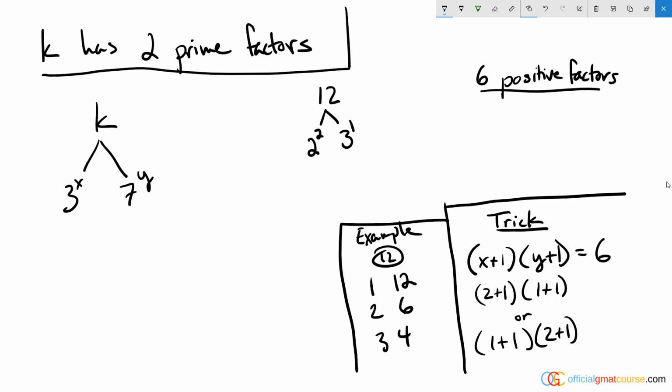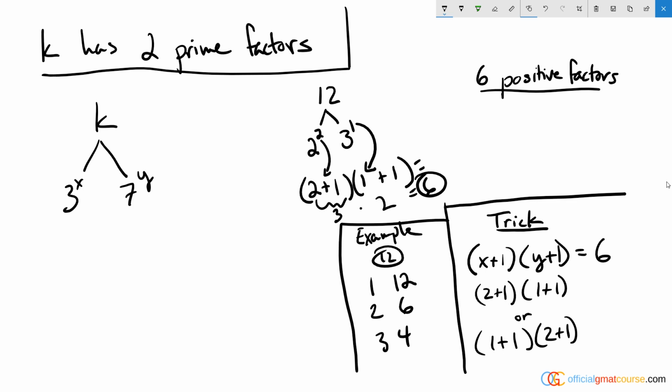Take that prime factorization and then take each of the exponents from the prime factorization. If you have more than 2 prime factors, you would take as many exponents as you have. But we're going to just take these 2 because this is all we've got. You take those exponents, you add 1 to each of them, and you multiply them together. And what we get here is 3 times 2, which equals 6.